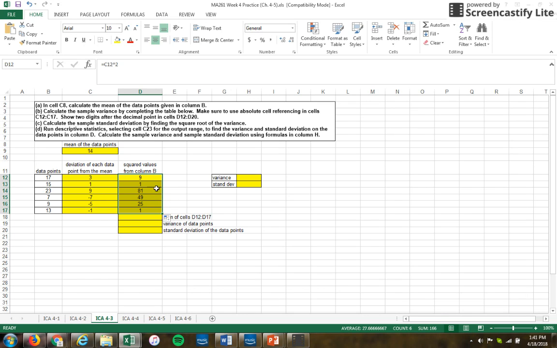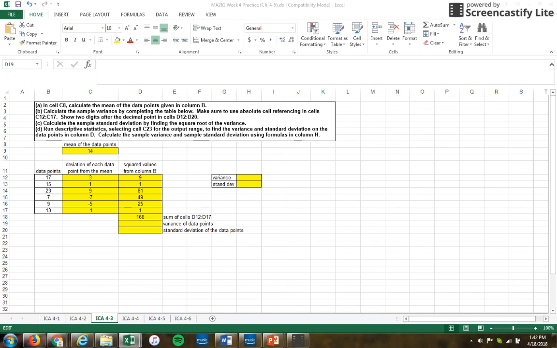And that gives us the squared, which gets rid of the negatives, right? That gets rid of the negatives here. So now we have the squared. So now we can add them all up by clicking on the auto sum button, or you can type in the sum function. You hit enter. So that gives us the total of the sum of the squared variations.